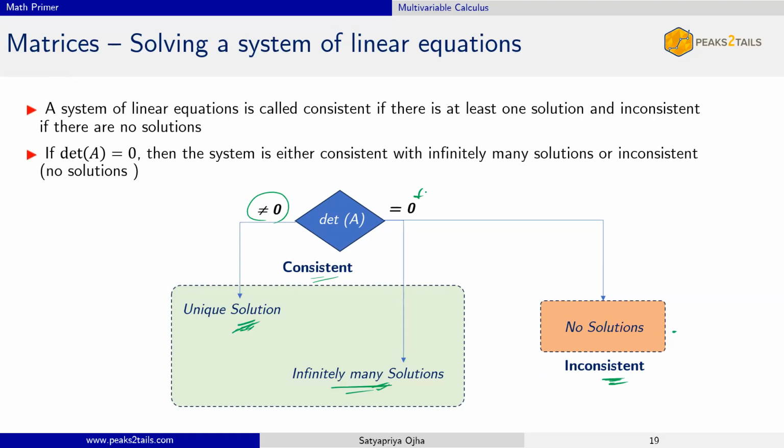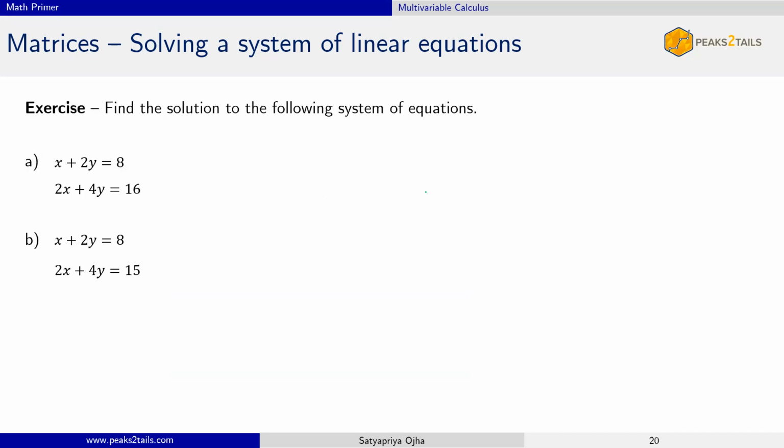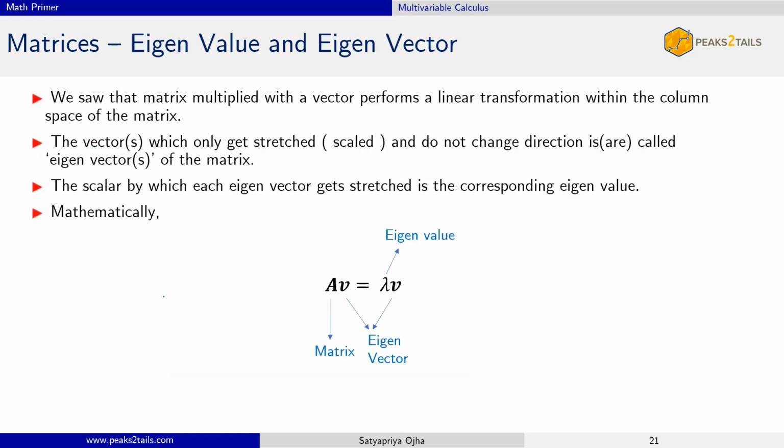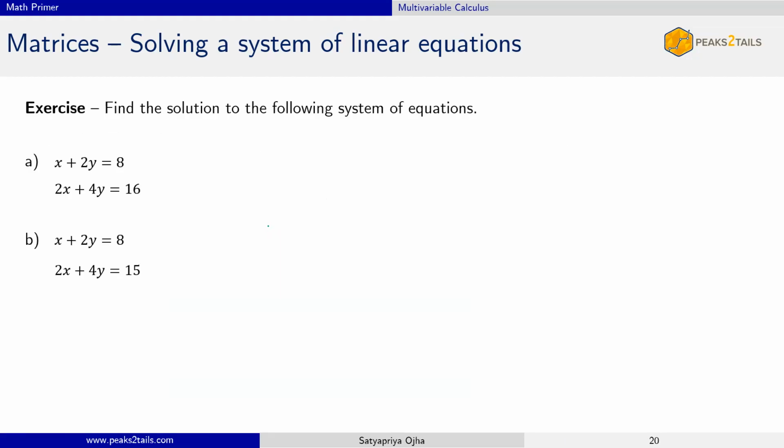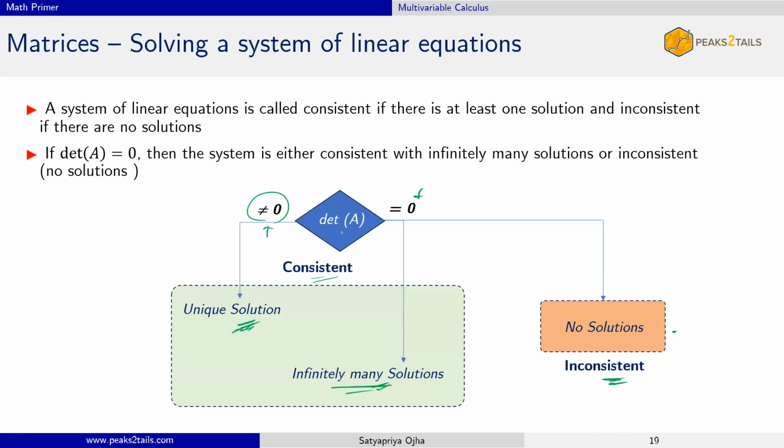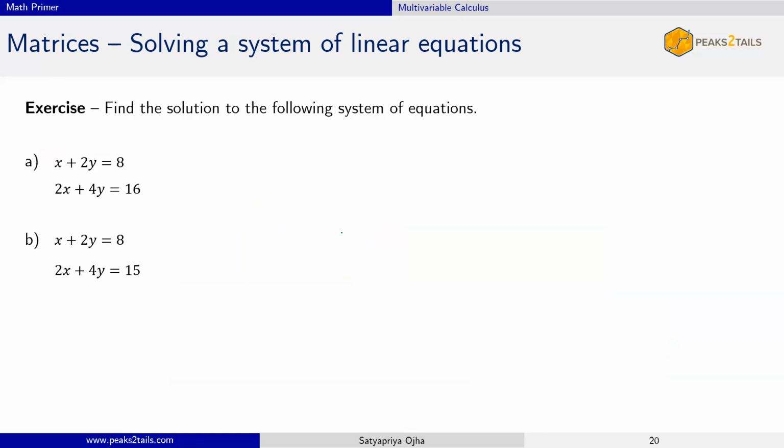Okay, so if the determinant of A is 0, then you have two possibilities. Either you have infinitely many solutions or there are no solutions. Now let's look at some examples. If it is a unique solution, you know in one shot: find the determinant, and if it is non-zero, then you proceed with A inverse B, that gives you the answers. End of story. If the determinant is 0, then you will think, okay, does it have infinitely many solutions or no solutions? So let's find out.